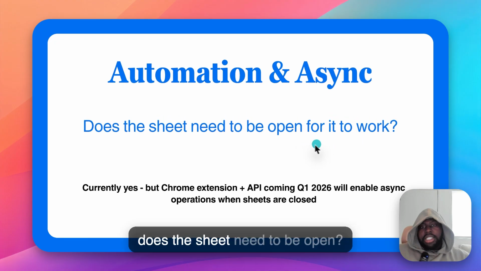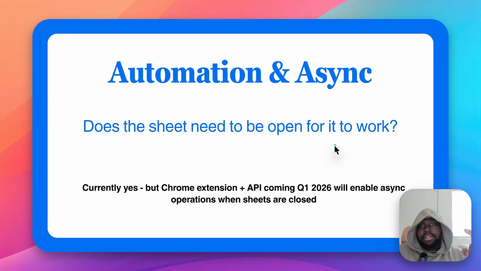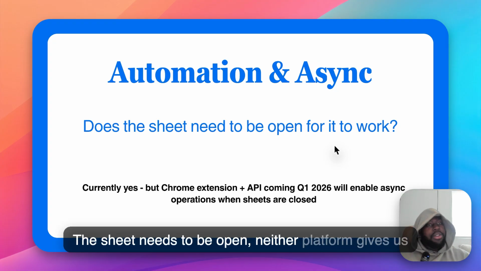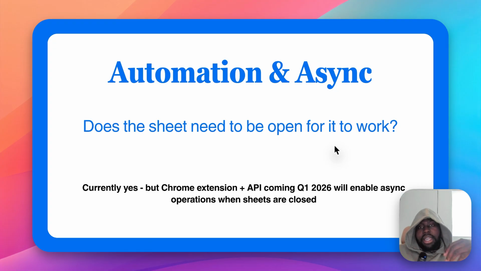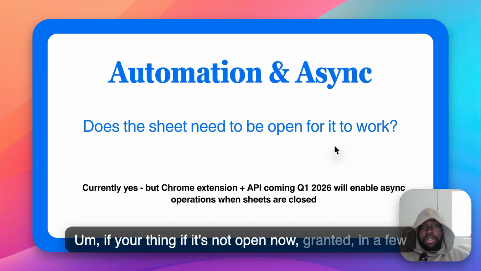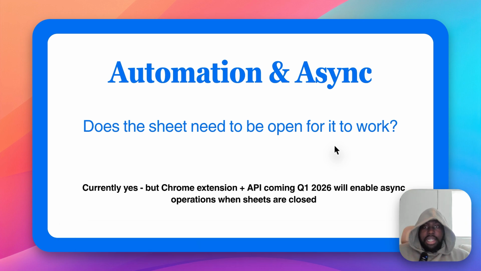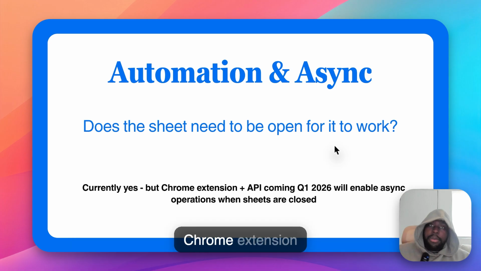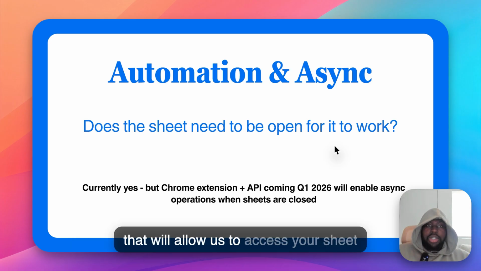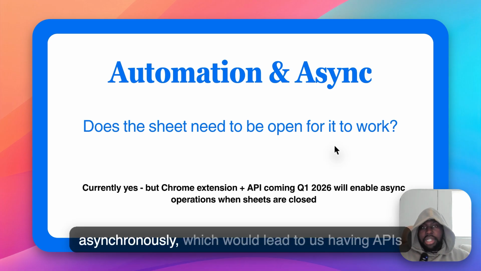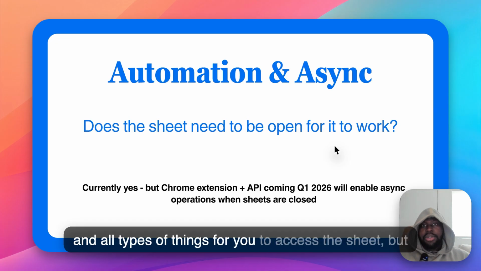Okay. Does the sheet need to be open? Yes. The sheet needs to be open. Neither platform gives us access to your sheets if it's not open. Now, granted, in a few weeks, maybe even next week, we're going to drop a Chrome extension that will allow us to access your sheet asynchronously, which would lead to us having APIs and all types of things for you to access the sheet.